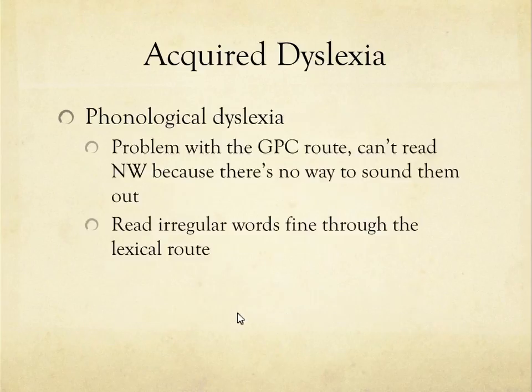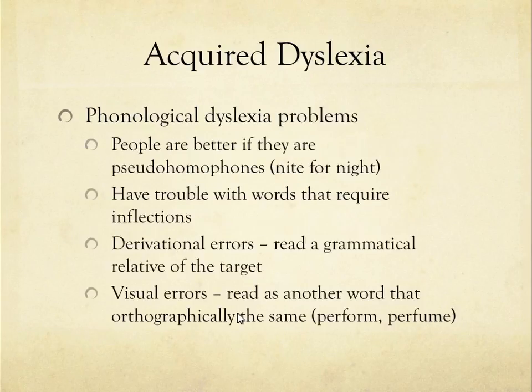Oop, did I skip a slide? No. All right, so phonological dyslexia is probably the most common, so let's talk about that one. People are better if they're pseudo-homophones, so that integration between those two sides helps you out. You do have trouble with words that require an inflection, so emphasis is a good inflection word. Derivational errors, so we'll actually read a relative of the target, meaning it's a very similar word grammatically, but isn't quite the same word. And a visual error is words that look the same, so we'll get them confused. Like perform and perfume look the same, so you'll pronounce the wrong one.